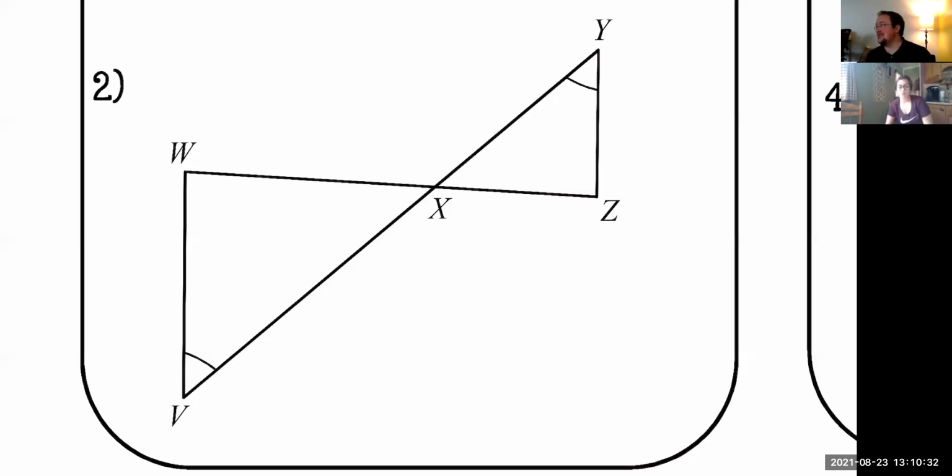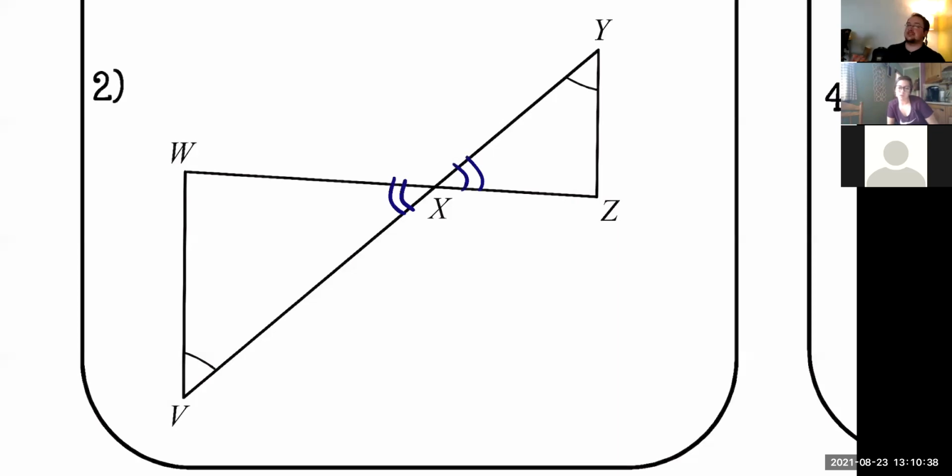There are vertical angles in here at X. These are vertical, and vertical angles are always congruent. Very sneaky way of squeezing in some congruent angles on you. But correct me if I'm wrong, that's two sets of congruent angles, which means that yes, these are in fact similar based off of angle-angle similarity, which I need to be careful here.